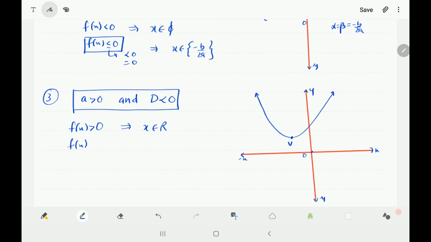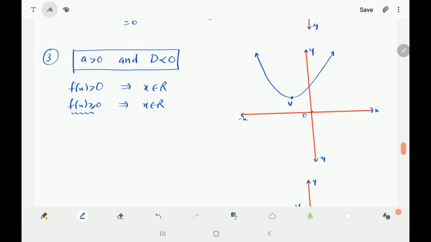If I ask f of x is greater than or equal to 0, the answer will remain the same, because this inequality means either f of x is greater than 0 or f of x is equal to 0. If I ask f of x is equal to 0, is there a point where f of x is equal to 0? There is no such point, because this graph is above the x-axis. If I ask where f of x is less than 0, again there is no point where f of x is less than 0.